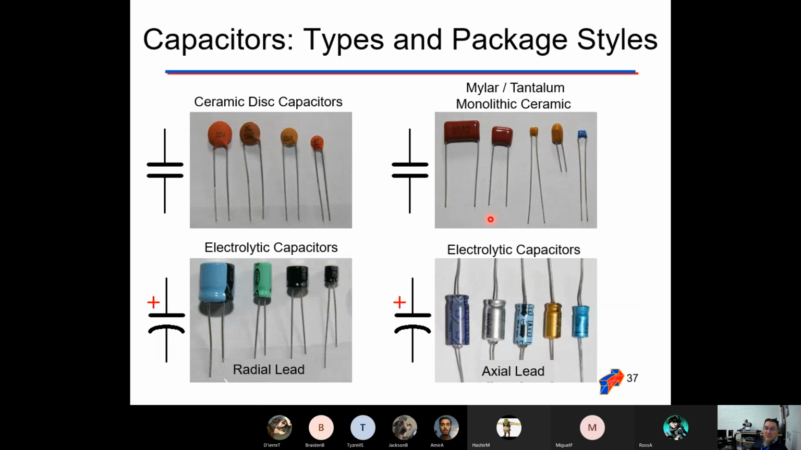All right, and now we get to the ones that you actually need to draw. Okay, so you have the ceramic disc capacitor, and this is your symbol for a ceramic disc capacitor. You have your electrolytic capacitor, and this is your symbol for that. You have your monolithic ceramic capacitors, and then you have your electrolytic capacitors again. These are radial that have two legs on the same side, and then you have axial that have legs on either side.